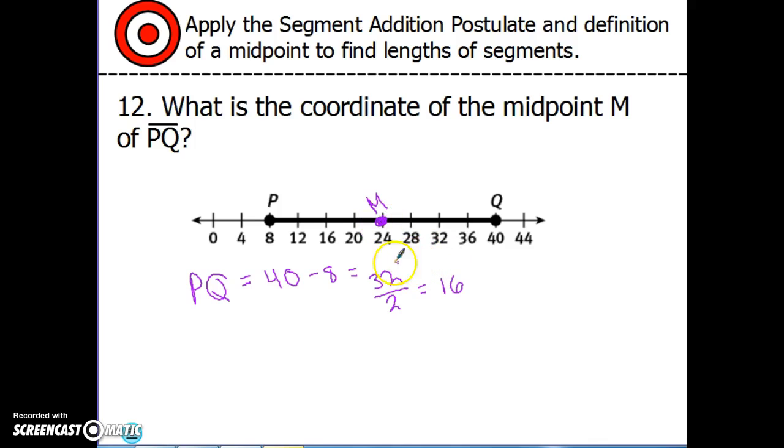Please note there's a huge difference between distance and these coordinates on the midpoint, or on the number line here. So, for example, the distance between M and Q is 16, but the coordinate of the midpoint is 24. So coordinates, that's the number at which they're landing. Distance, that's describing how many units there are between them.